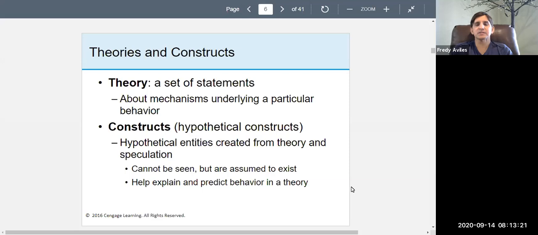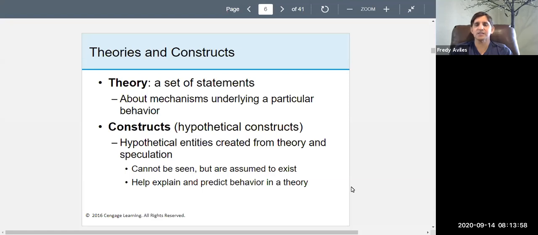And theories help us define these things called constructs, okay? Hypothetical constructs is really what they are. A construct is a hypothetical entity, right? Something that we assume exists, and it's something that is created from theory and speculation. So it's something that's derived from theories. Like, for instance, if we have a theory about what motivates people, a theory about motivation, well, then motivation is a construct. It's something that we kind of thought of and defined and then try to measure, right? The construct is mentioned in the theory.